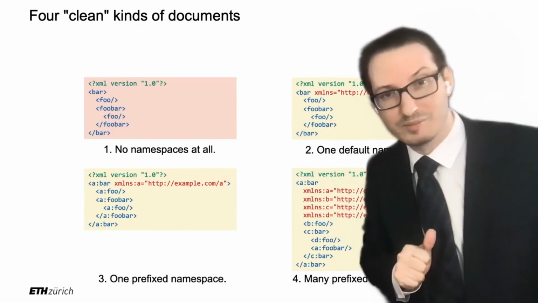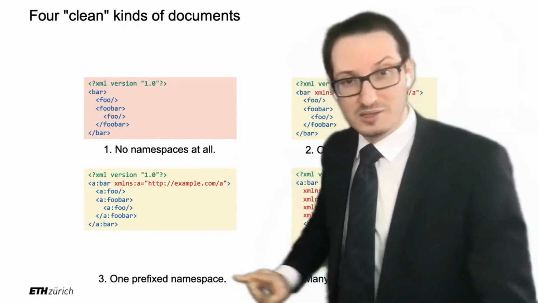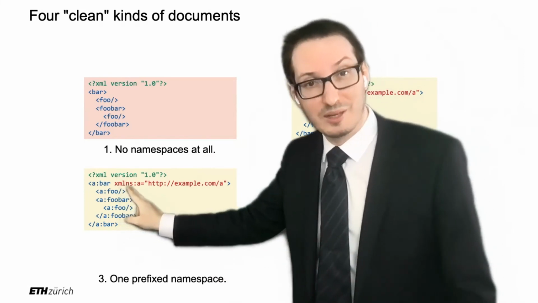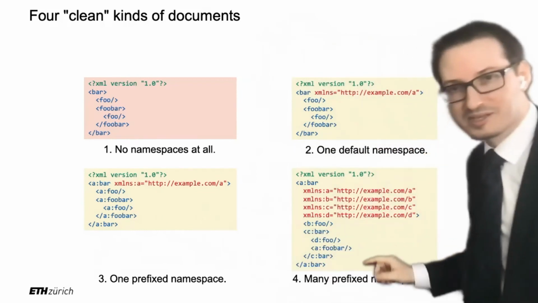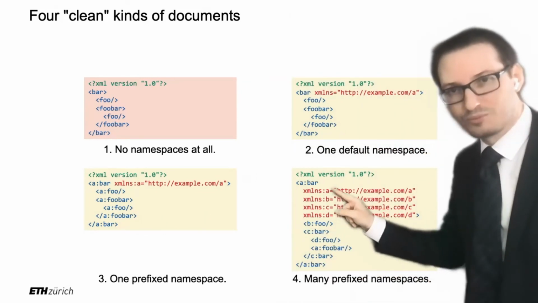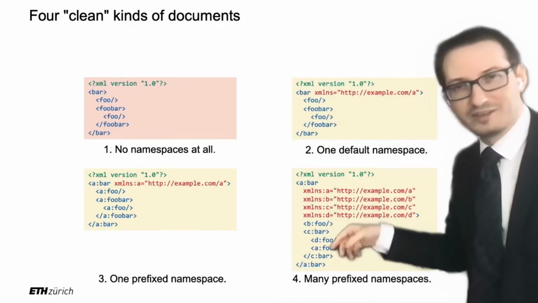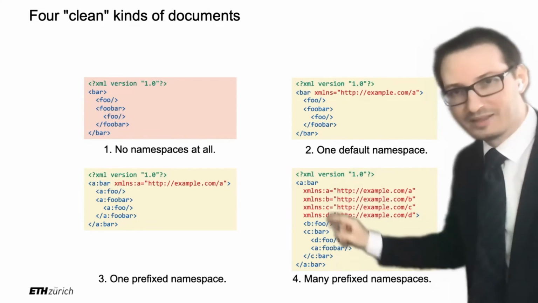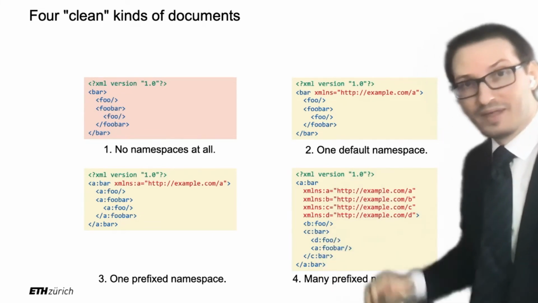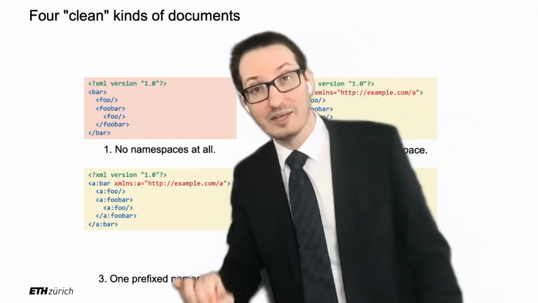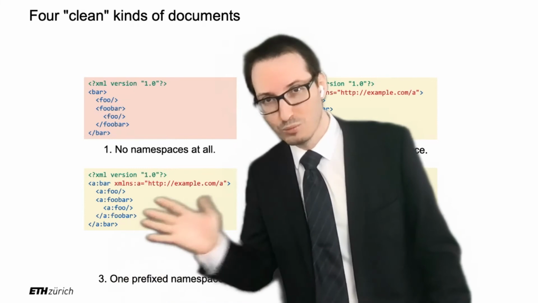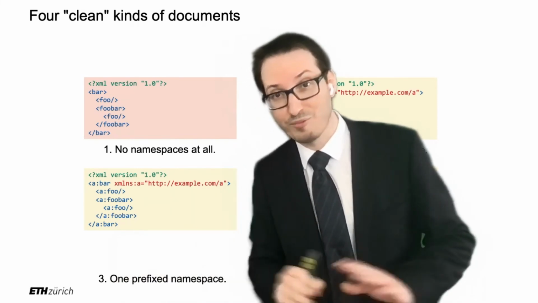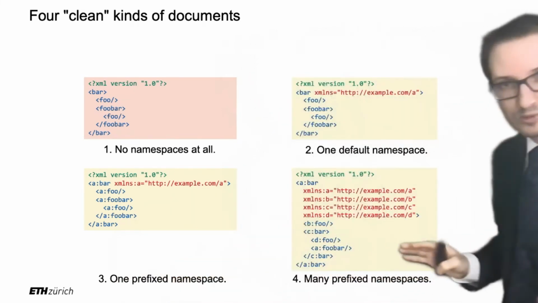That's one default namespace. The third case is, if you prefer, one prefix namespace, right? And then you use the prefix everywhere. Or several prefix namespaces. Here I have A, B, C, D. I even like to sort them alphabetically, and then I can use A, B, C, and D in there. Only these 4 clean kinds of documents I recommend. Anything else would be allowed, but it would, again, drive people insane because this makes things too complex.